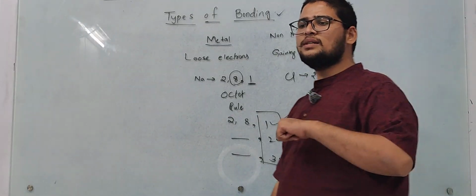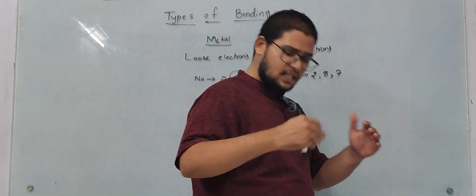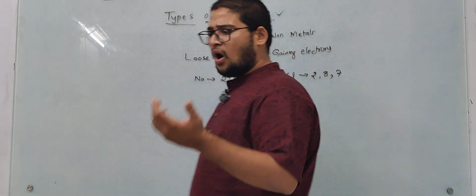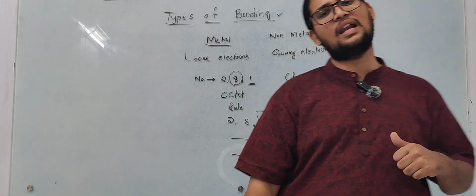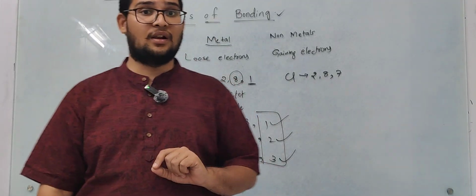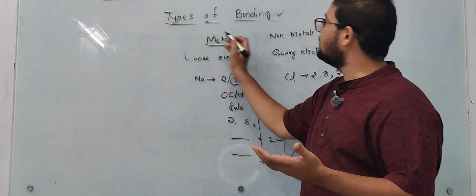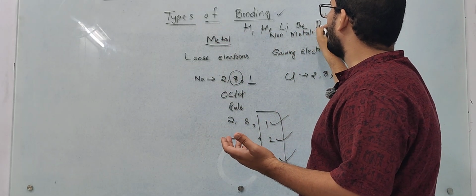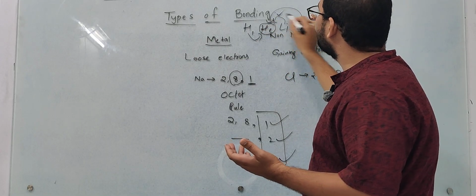The octet rule is something where every element in the periodic table either gains electrons or loses electrons, undergoes reactions, all the different types of reactions. The ultimate aim of the octet rule for every element is to have 8 electrons in their valence shell. Or for the first 5 elements, hydrogen, helium, lithium, beryllium and boron, helium is the nearest noble gas for them.